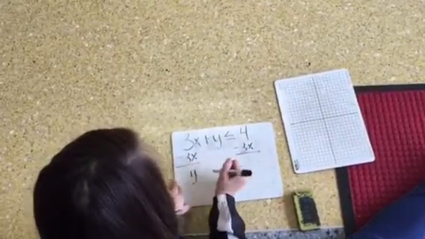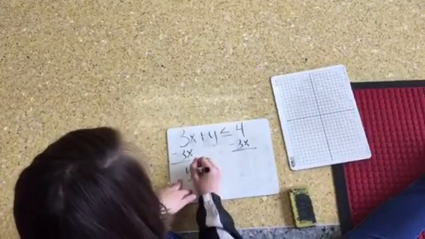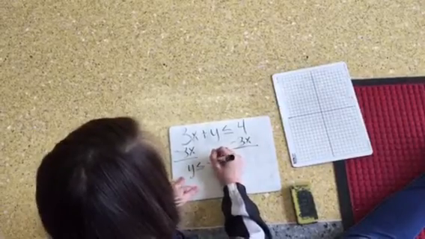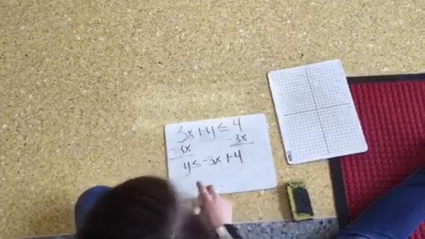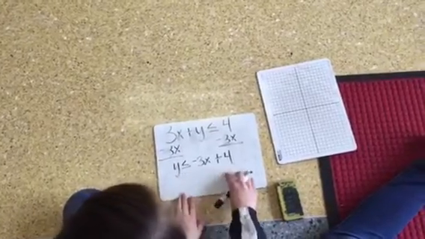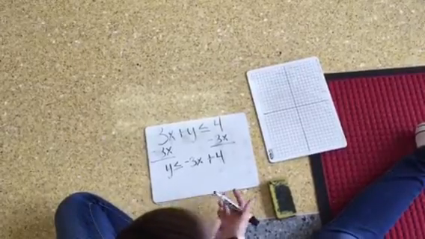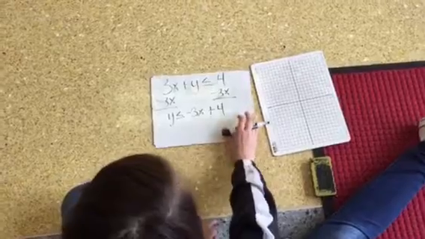So y would be on this side, and it's a positive y, is less than or equal to negative 3x plus 4. So now the y is by itself, and everything else is on the opposite side of this inequality. So now that's in slope-intercept form. Now we would graph it.